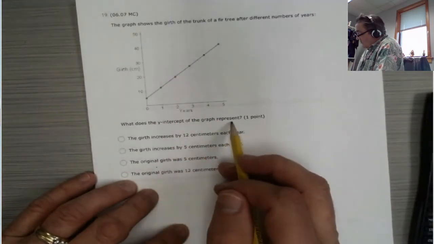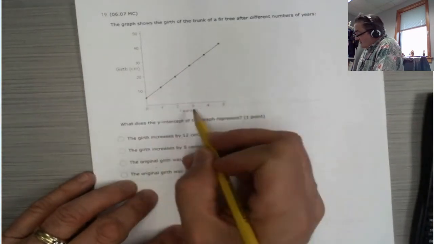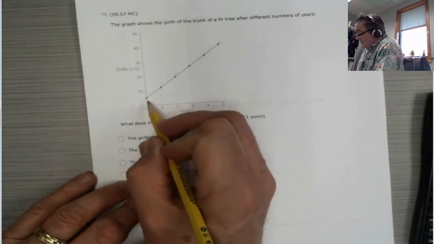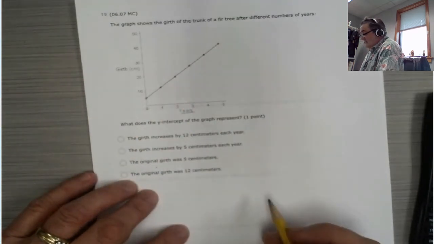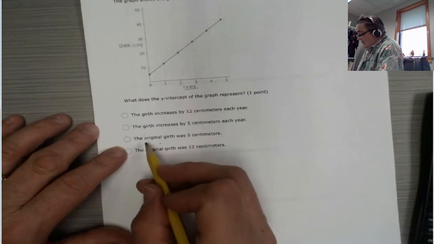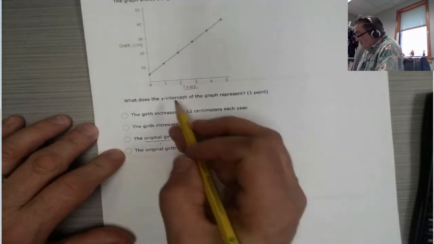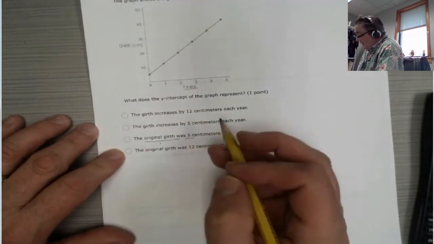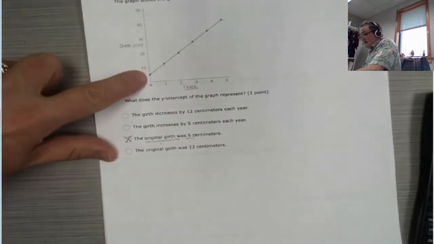So what does the y-intercept represent here? Years is down here. So at 0 years, it has a 5. Well, that is the original girth. When it was planted, it was 5 centimeters. 5, that's the y-intercept.